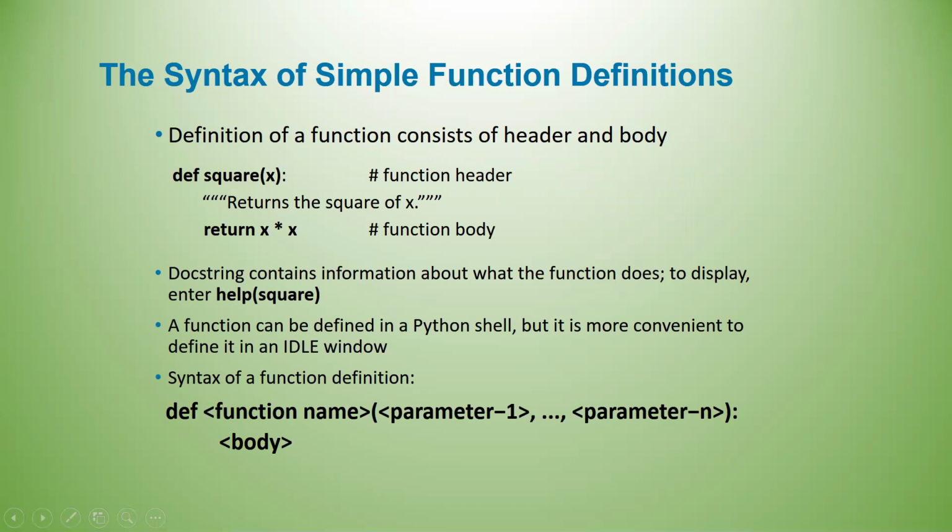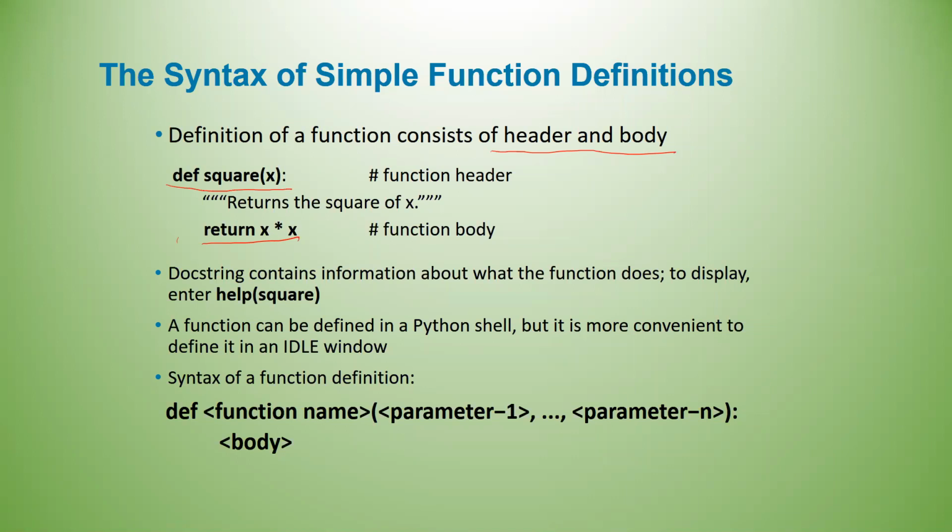Just so that you know, when we say define a function or implement a function, we mean we actually write the function. We provide the code to accomplish that task. Okay, so the syntax of simple function definitions, let's look at it. Definition of a function consists of a header and body. This is the function header. This is the function body. The function body can be more than one line of code.